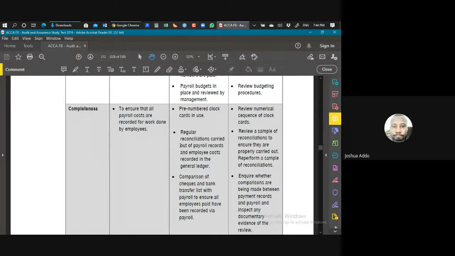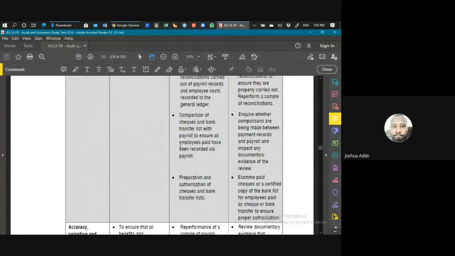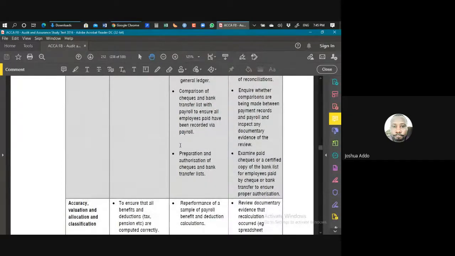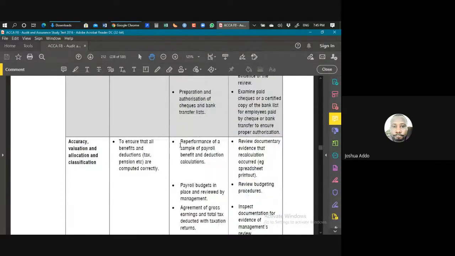Completeness, to ensure that all payroll costs are recorded for work done by employees. Pre-numbered clock cards in use. Regular reconciliation carried out between payroll records and employee costs recorded in the general ledger. Comparison of checks and bank transfer lists with payroll to ensure all employees paid have been recorded via payroll. Preparation and authorization of checks and bank transfer lists.